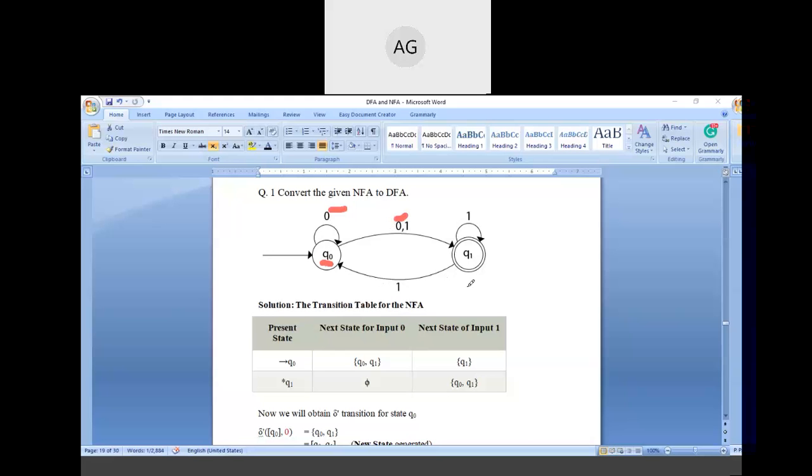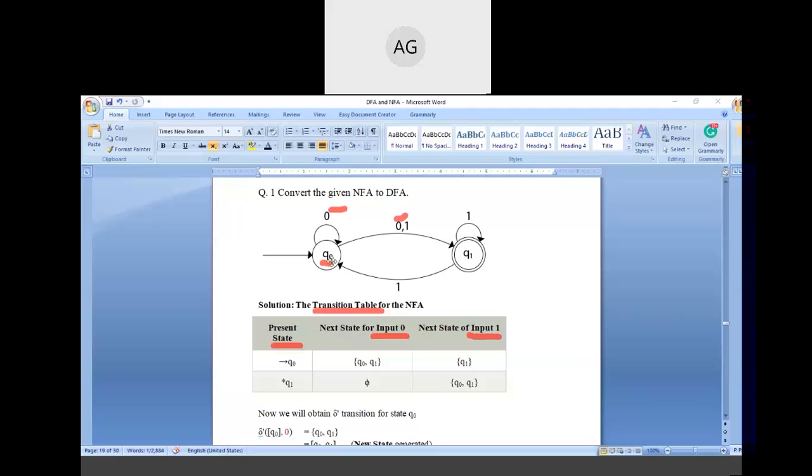So as the first transition diagram of NFA is given, it is better to convert this transition diagram into a transition table, because a transition table is easy to understand and easy to solve. So let's convert this transition diagram into the transition table first. Here three columns will be made. First is the present state, then the next state for input 0, and the next state for input 1.